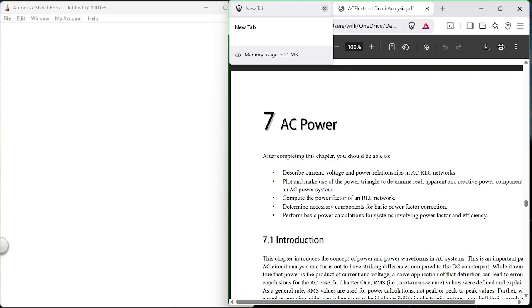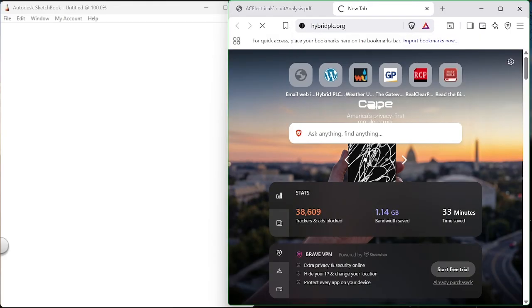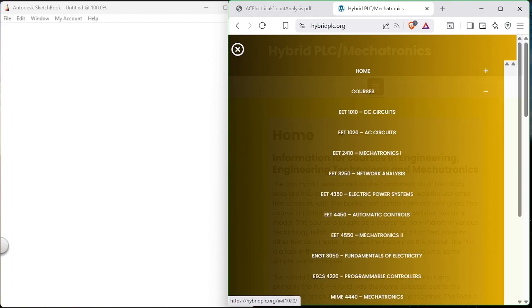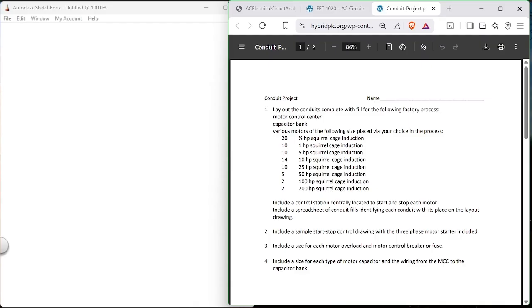Okay, now I want to go back and go into the course just a little bit and talk about some of the things that are coming up. Okay, so this is a project that we're going to do pretty soon, and you probably wonder, why do we jump from AC circuits into something like this?